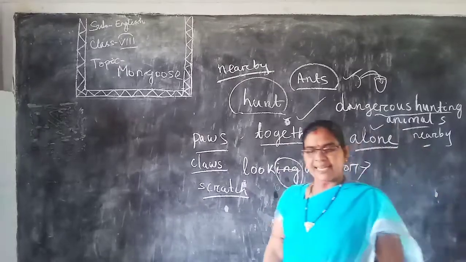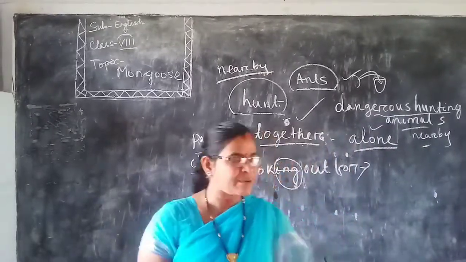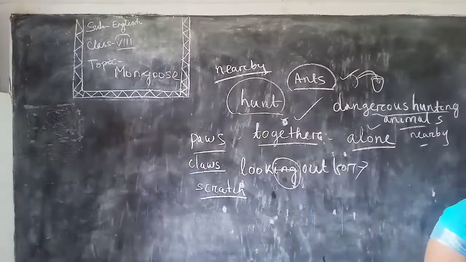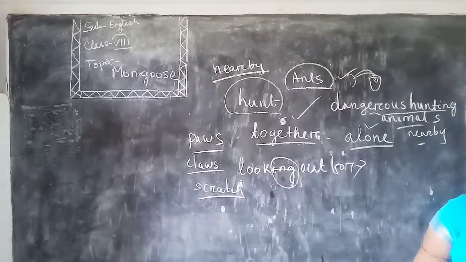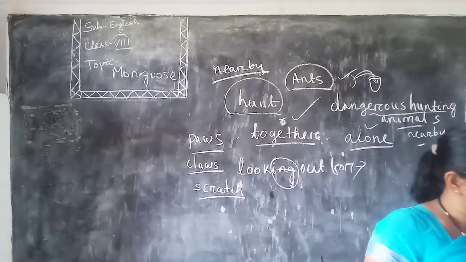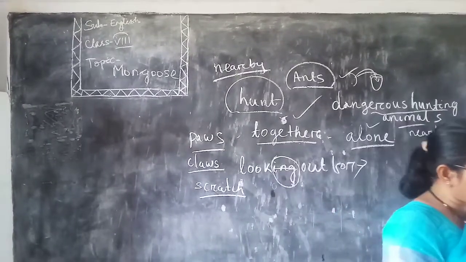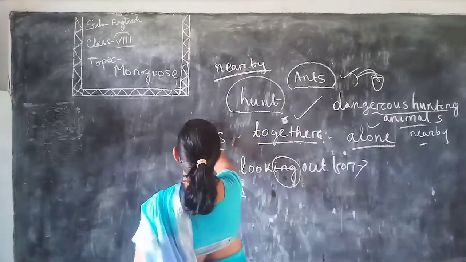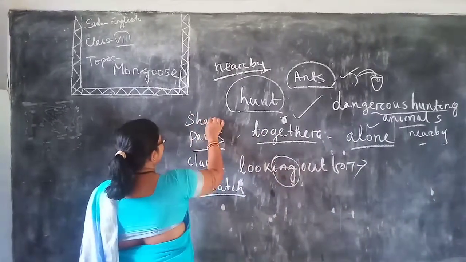You have gone for silent reading. Then answer my question. How do the mongooses scratch the ground? The mongooses scratch the ground with their sharp claws. What claws? Sharp claws.